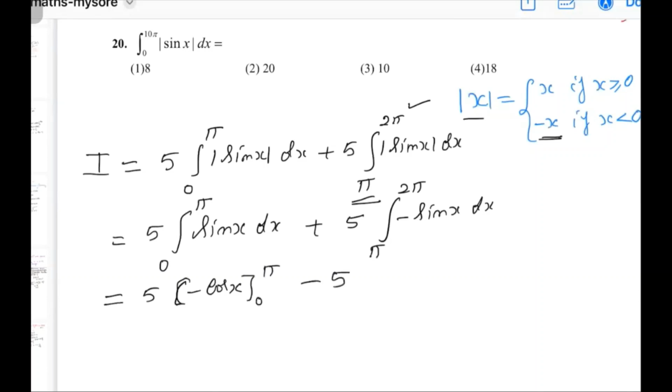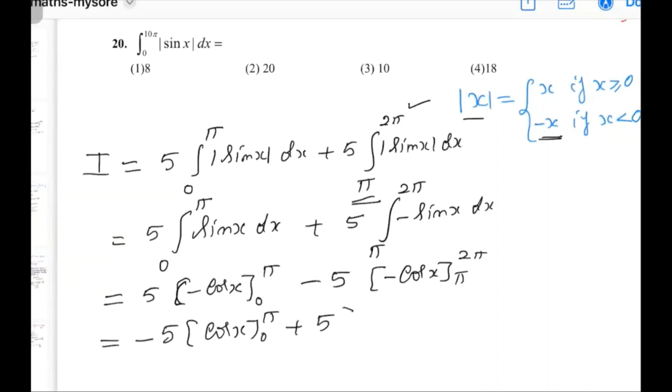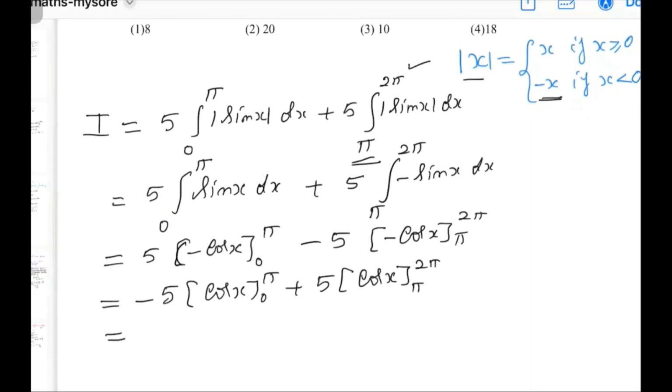Here minus 5 out. Integral of sin x is minus cos x between pi and 2 pi. So you can always keep the constant outside: minus 5 cos x, lower limit is 0, upper limit is pi, plus 5 times cos x between pi and 2 pi. That becomes minus 5, upper limit cos x becomes cos pi minus cos 0, plus 5 times cos of 2 pi minus cos pi.